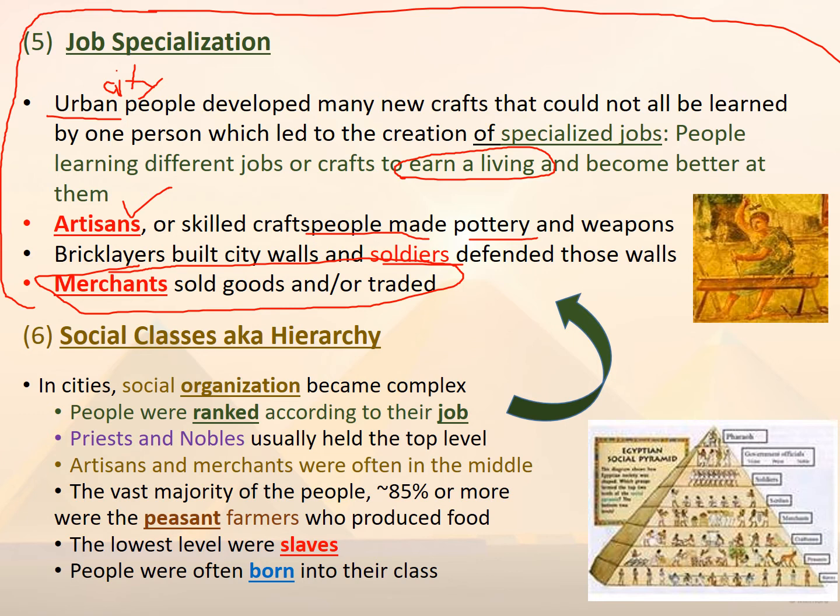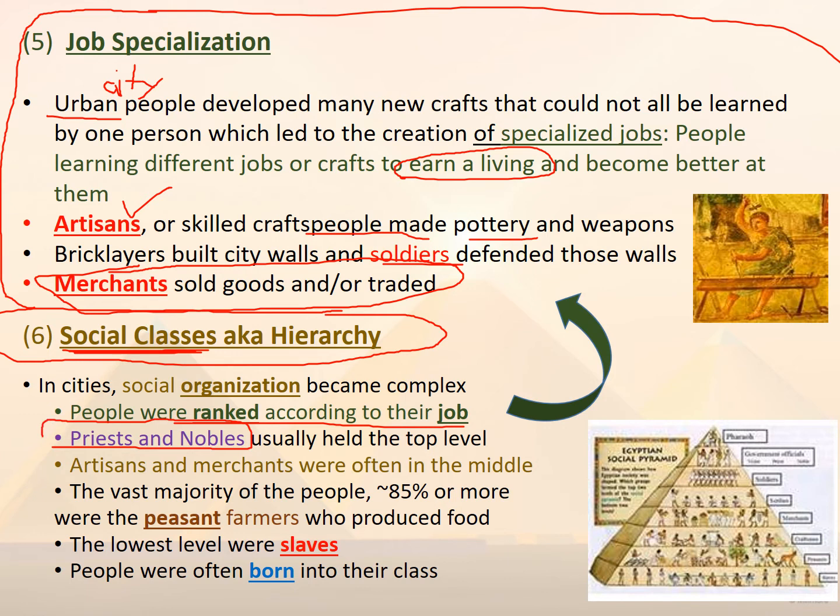Out of all of this arises a hierarchy. As people take on different jobs and hold different roles in society, those jobs and roles are going to be interpreted as basically better or worse, or the people that hold them as better or worse. So this is the development of social classes. Civilizations have, in some form, social classes. People were often ranked according to their job. Priests, nobles, and obviously kings were at the top.